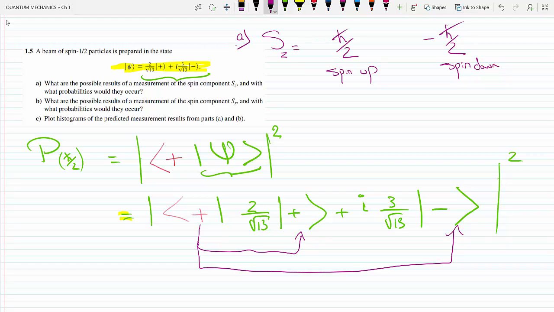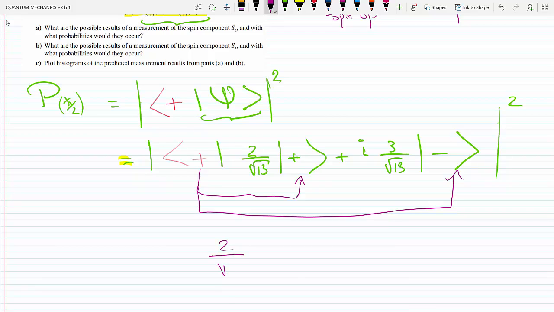Okay, so what do you get from the first state? You get plus 2 over root 13, exactly, because spin up is 1. Minus i over i, 3i over i times 3 over 13. Nope. What's the answer for this inner product? No, look, this is spin up, spin down. What's this equal to? That would be 0. This goes away.